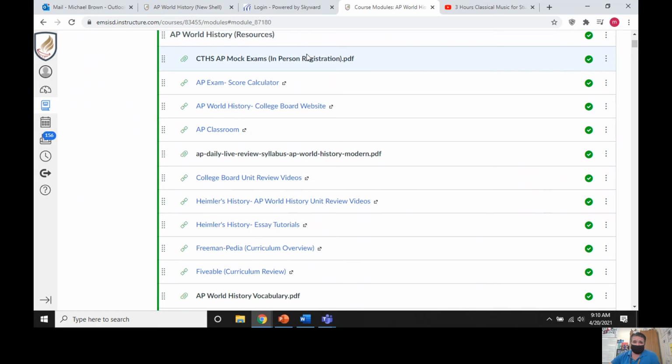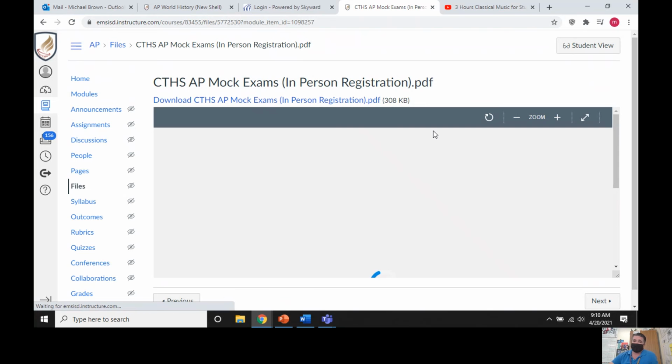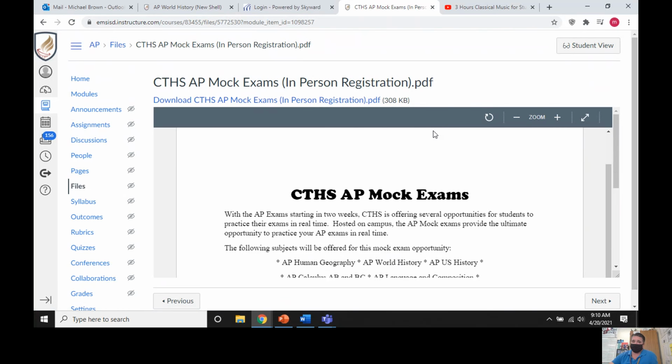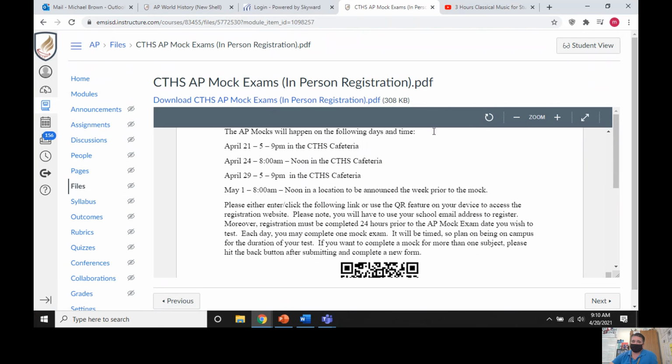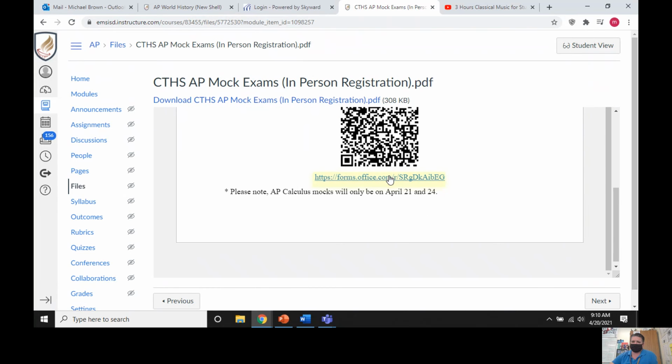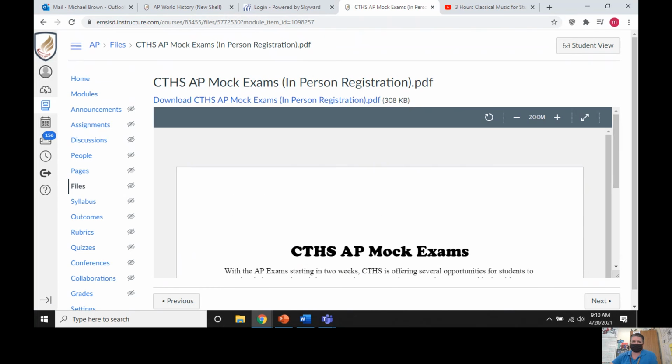Again, the actual in-person registration I have here. You click on it. It's pretty self-explanatory. They just do ask that prior to any mock exam that you take, that you sign up using this link at least 24 hours in advance.